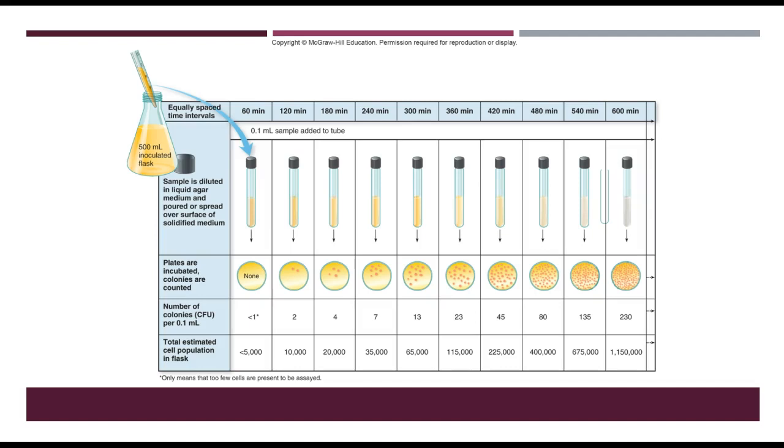So this image right here basically shows that process. We've inoculated a 500 ml flask, and then at regular intervals, we're going to sample that flask and plate that on a plate, and then count the number of colonies that are present. Then we do a little math and determine the total estimated population of microorganisms in the flask at that particular time.